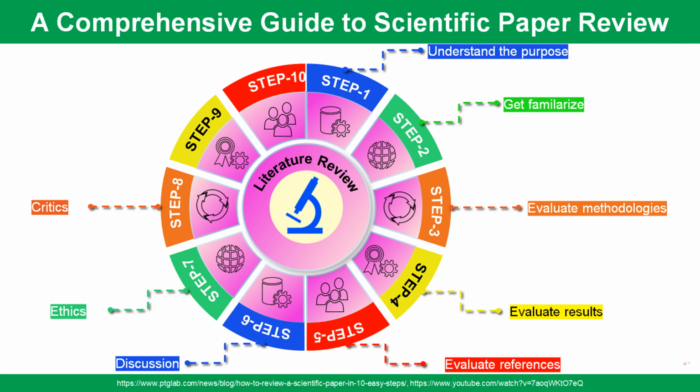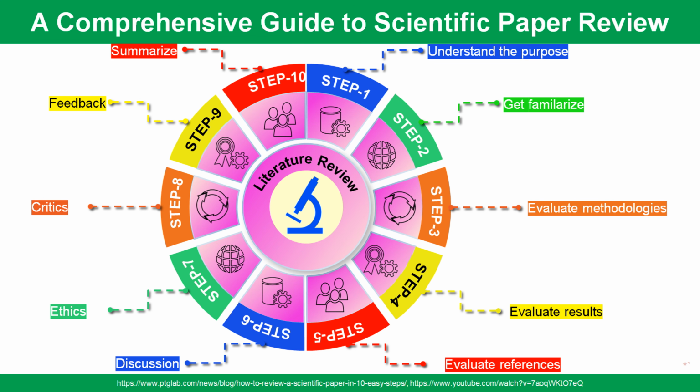Critique the paper's strengths and weaknesses. Provide constructive feedback on areas for improvement, such as clarity of presentation, logical coherence, and interpretation of results. Offer feedback to authors. Summarize your evaluation in a clear and concise manner, highlighting key points and recommendations for revision and for further exploration. Summarize your review, emphasizing the key findings, strengths, weaknesses, and potential contributions of the paper to the scientific literature.